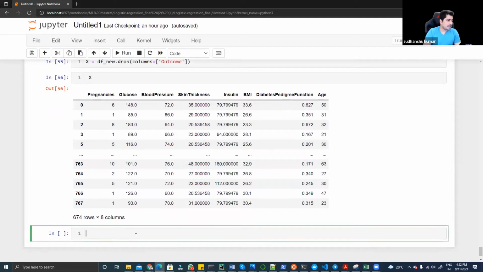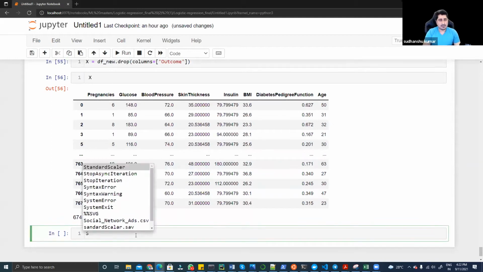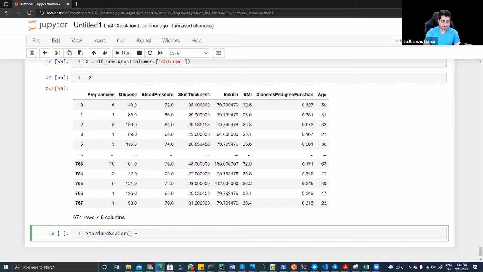So maybe I can write the code. I think I have already done the import. So StandardScaler: I can create an object of this class StandardScaler, maybe called clar or something like that.